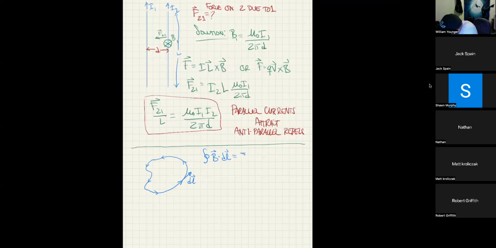Well, actually, let me write it this way. It is mu zero times the summation over I. Actually, that's an unfortunate symbol to use. Let's say over lambda of I sub lambda. But the I sub lambdas have a rule associated with it.